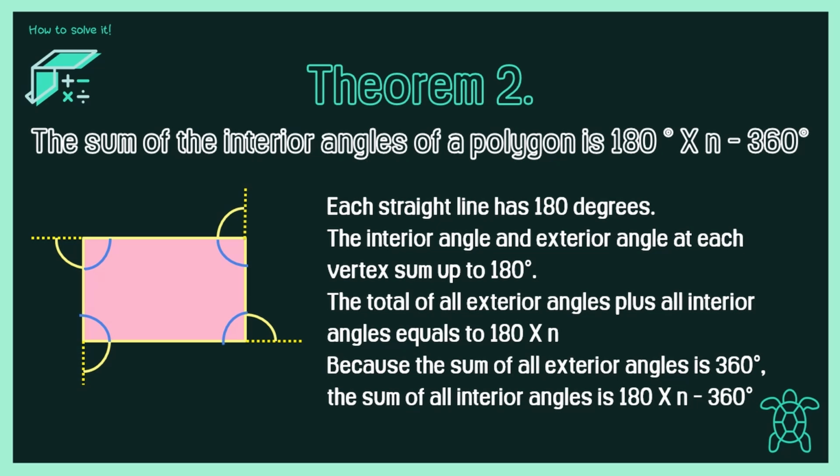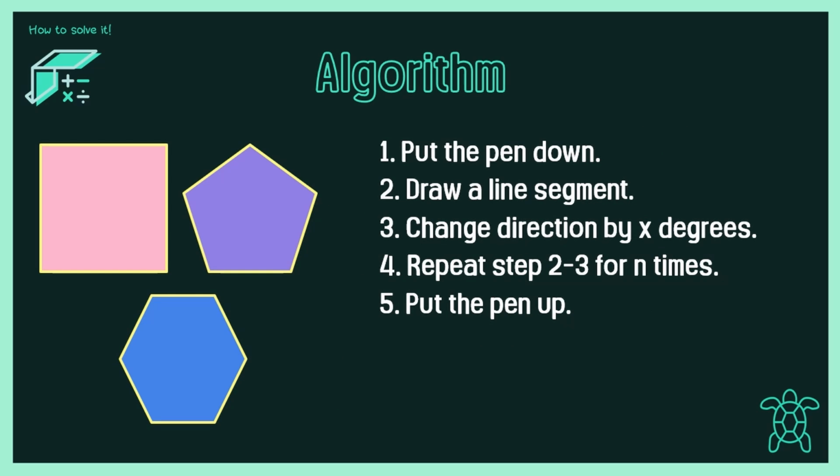So let's move on to the algorithm. Here is the algorithm to create a regular polygon. First, we put the pen down. So that is the first step. And the second step and third step is to draw a line segment and change direction by x degrees. Now we do not know what the value of x is, but let's think about this. The next step is to repeat steps 2 and 3 for n times.